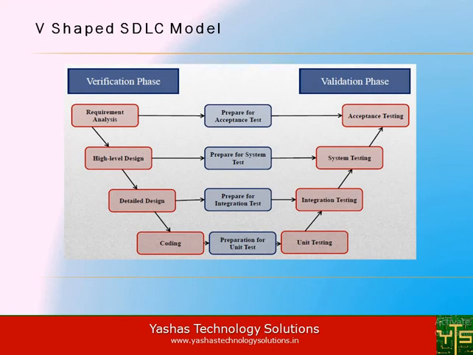Let us understand the V-shaped model. The V-shaped model on the left side involves a verification phase, and on the right side involves a validation phase. On the left side, the first phase in the verification phase starts with the requirement analysis, and then goes with high-level design down the line, next with a detailed design, and then with the coding.